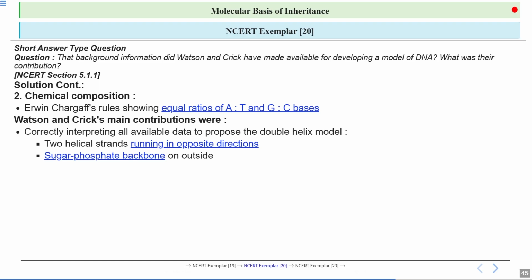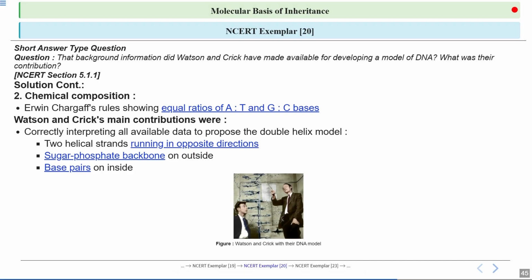The DNA has a sugar phosphate backbone. Base pairs are on the inside, so nitrogenous bases are towards the inside and they are forming pairs with each other. A pairs with T and G pairs with C. Okay, this is clear.